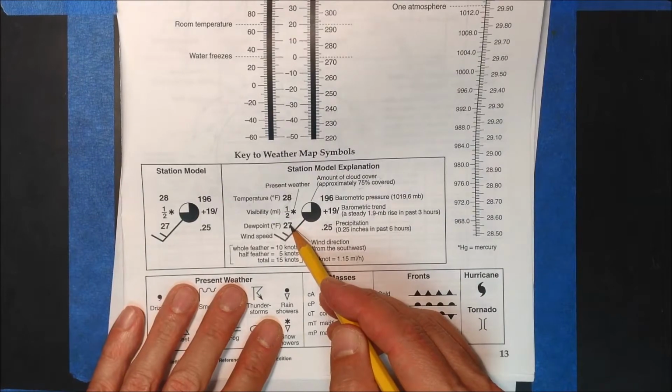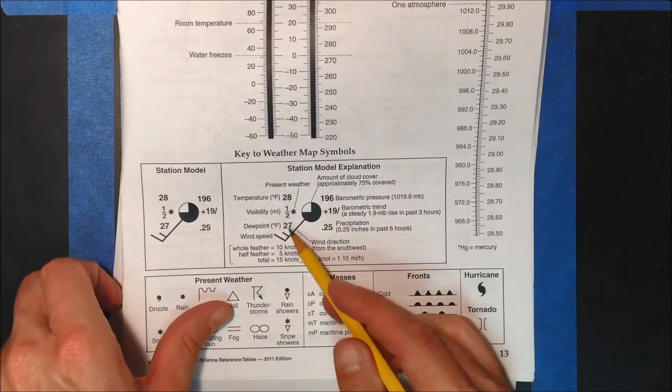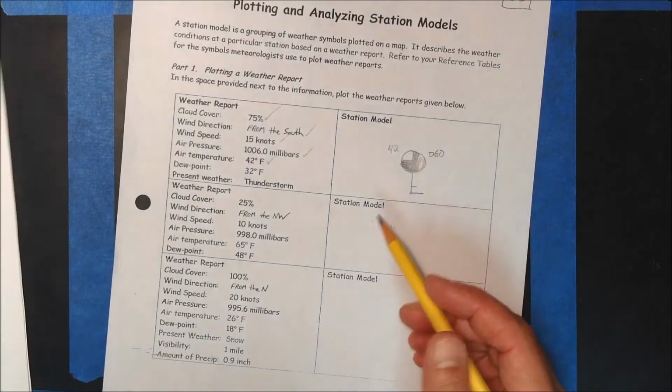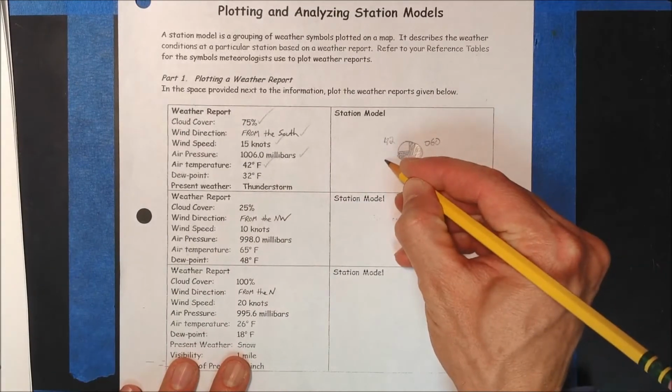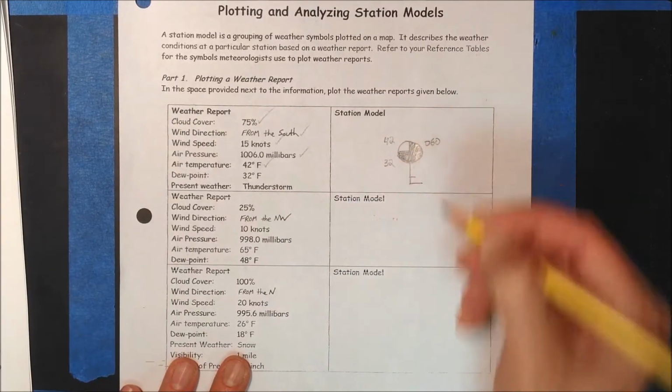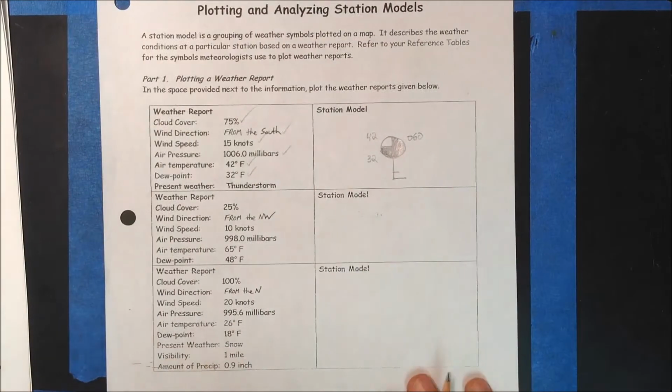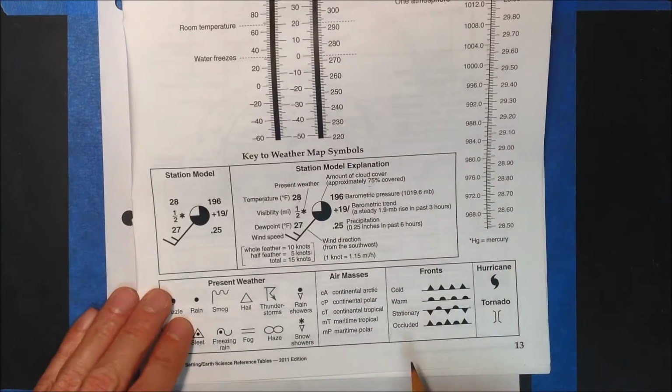Dew point temperature is right here, 27 degrees Fahrenheit. In this case, and then here, you're going to do 32 degrees Fahrenheit. It's going to look like this. Again, no units. Present weather, thunderstorm.